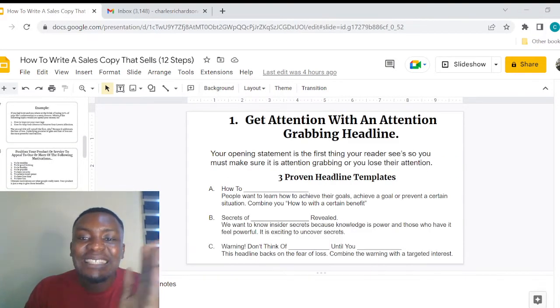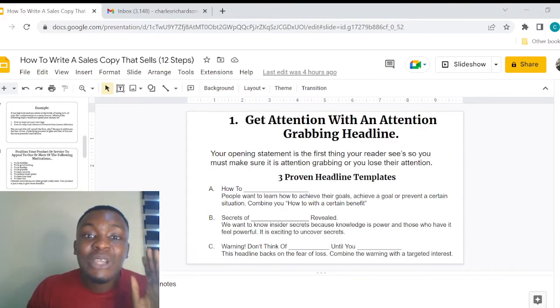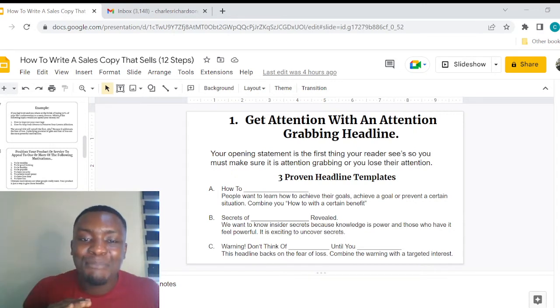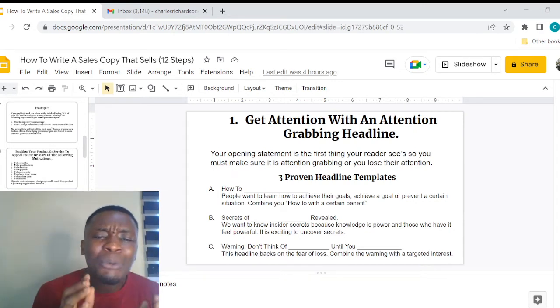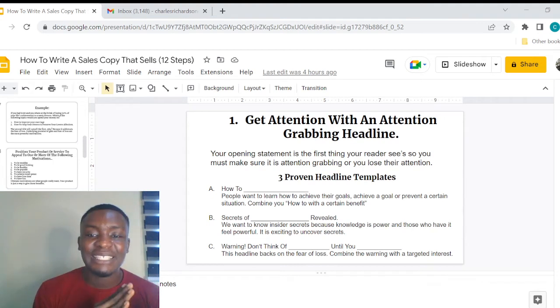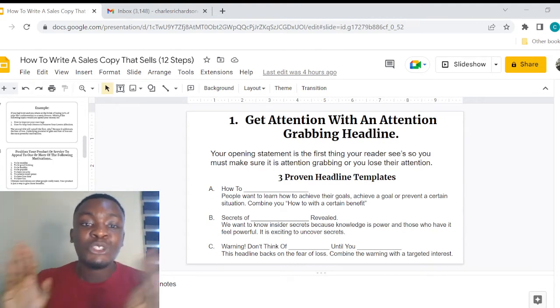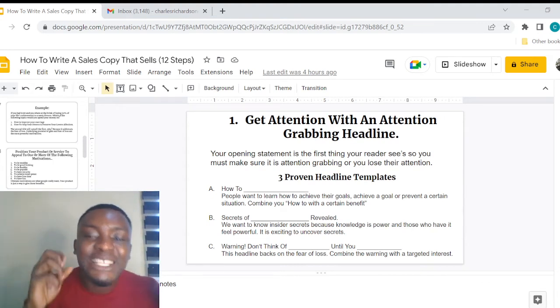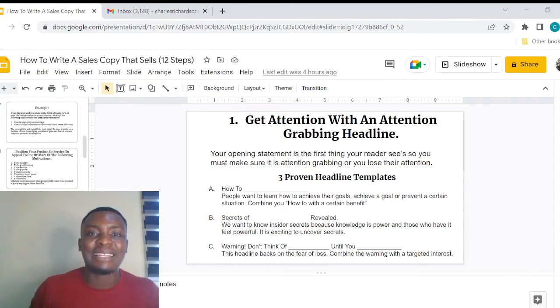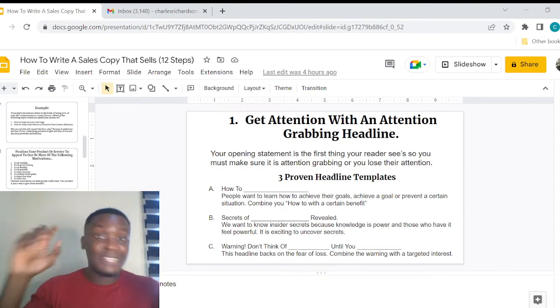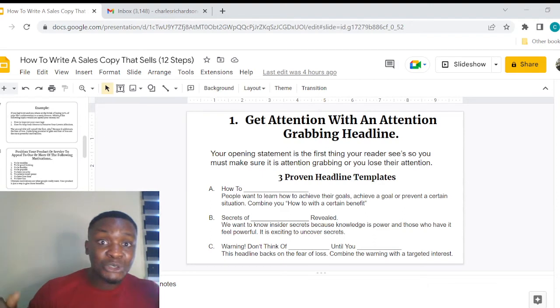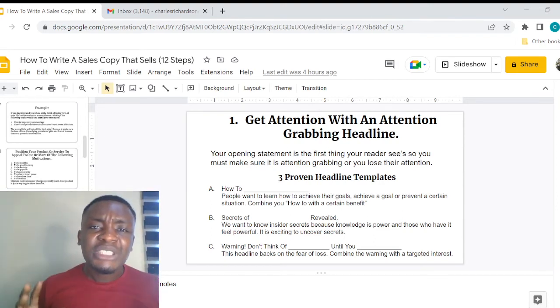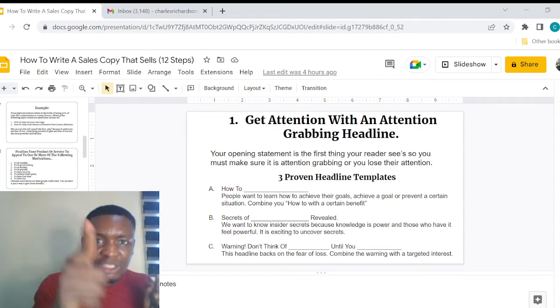Number one, get attention with an attention grabbing headline. Your opening statement is the first thing your reader sees, so you make sure that it is attention grabbing or you lose their attention. Attention is fleeting these days. Within 1 or 2 minutes, attention can be lost. So what will you say to your audience that will make them stop and say, I must listen to this person?